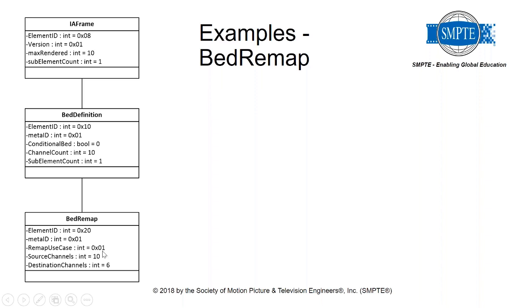This remap use case has been set to 1. I happen to know that means a 5.1 playback environment, even though that's not immersive. It's a simple thing. It is included in the spec, and it's simple to include for this example. And note that the source channels, which is based on the parent bed, is set to 10 because the channel count in the parent is 10. The destination channels is 6 because that's how many channels there are in 5.1. Going back to max rendered, this was set based on looking at the channel count in both of these sub-elements and saying, well, this one renders 10, this one renders 6, looks like max is 10.